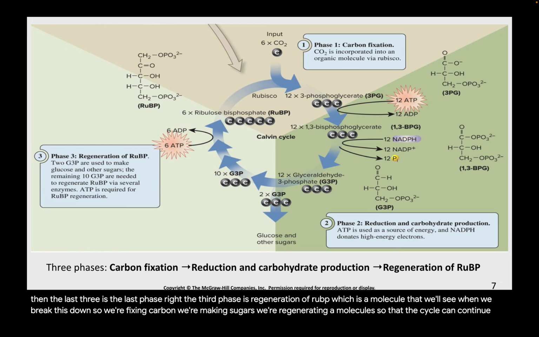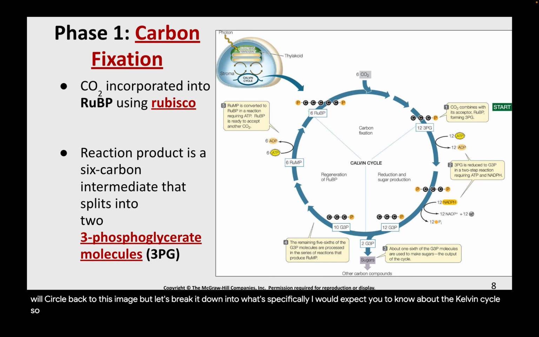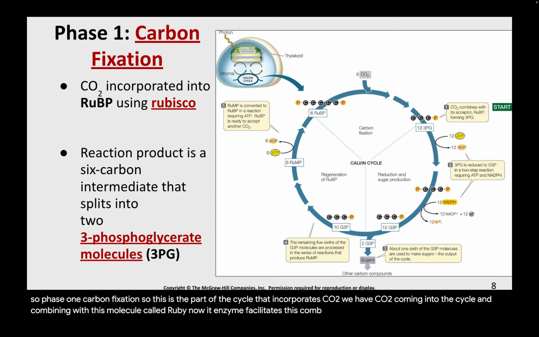All right, we will circle back to this image, but let's break it down into what specifically I would expect you to know about the Calvin cycle. So, phase 1, carbon fixation. This is the part of the cycle that incorporates CO2, right? We have CO2 coming into the cycle and combining with this molecule called RuBP. Now, an enzyme facilitates this combining of CO2 with RuBP, and that enzyme is called Rubisco.